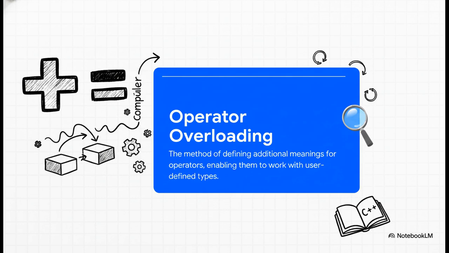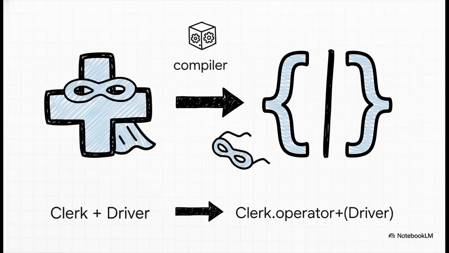Now, I know that might sound like some kind of complex compiler magic, but the secret behind how this all works is actually surprisingly simple. And here it is. This is the big secret. Operators are really just functions in disguise. That's it. When the compiler sees something like clerk plus driver, it's secretly just translating that into a function call behind the scenes, something like clerk.operator+(driver). Once you understand that, the whole idea just clicks.